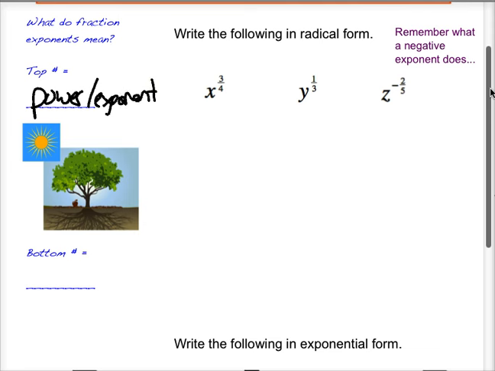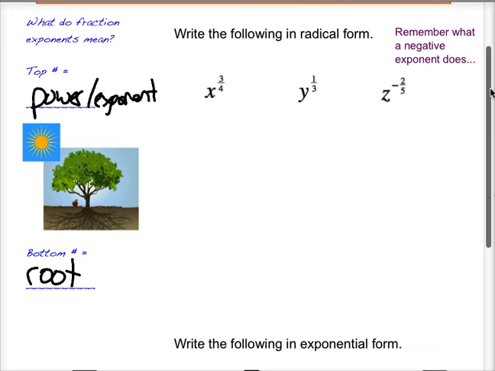So think of solar power. That's coming from the sun, so it is on top. The bottom is your root, just like the roots of trees are underneath a tree. So the bottom is what's going to make your root, your radical expression.